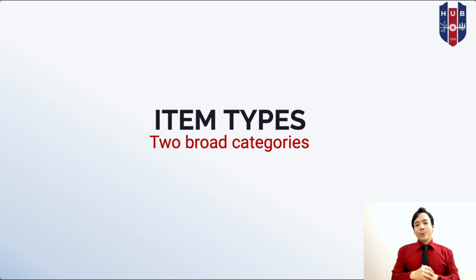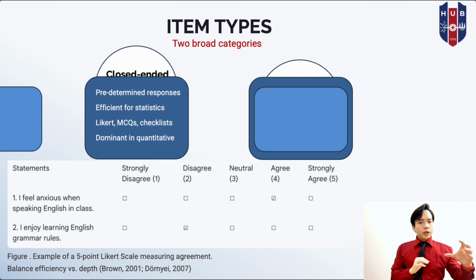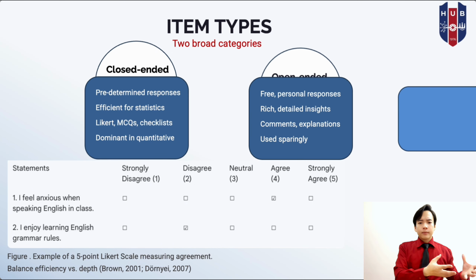This structure is simple but highly effective, ensuring that the instrument produces data that is both reliable and easy to analyze. When designing the questionnaire, choosing the right type of items is crucial. In quantitative research, we mainly use closed-ended items, for example, multiple choice questions or Likert scales. These are very fast for respondents and easy for us to analyze using statistical software like SPSS or R.